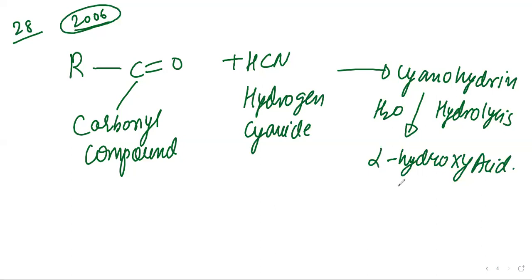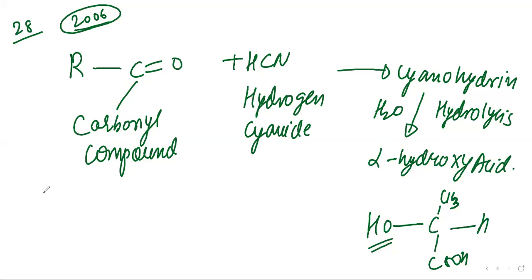So alpha hydroxy acid, how does it look? There will be C, CH3, H, COOH, here OH. Alpha means the second carbon is attached with this OH and one functional group will be carboxylic acid. So see here, it starts from a two carbon compound like CH3, C double bond O, H. So this is your ethanal, the aldehyde group.